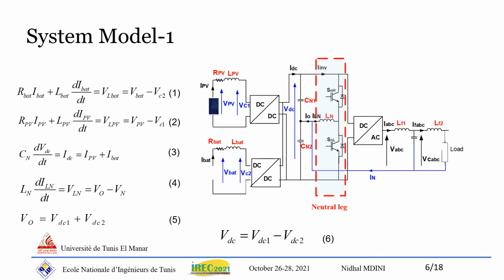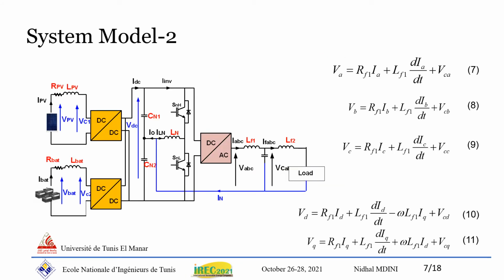Kirchhoff's law applied to the input DC-DC filters gives the relationship between the first state variables, which are the battery and PV currents, and the system parameters illustrated in equations 1 and 2. The third system state variable is the DC bus voltage defined by 6 and given by the differential equation 3. Finally, the midpoint voltage VO and the neutral currents are described by equations 4 and 5.